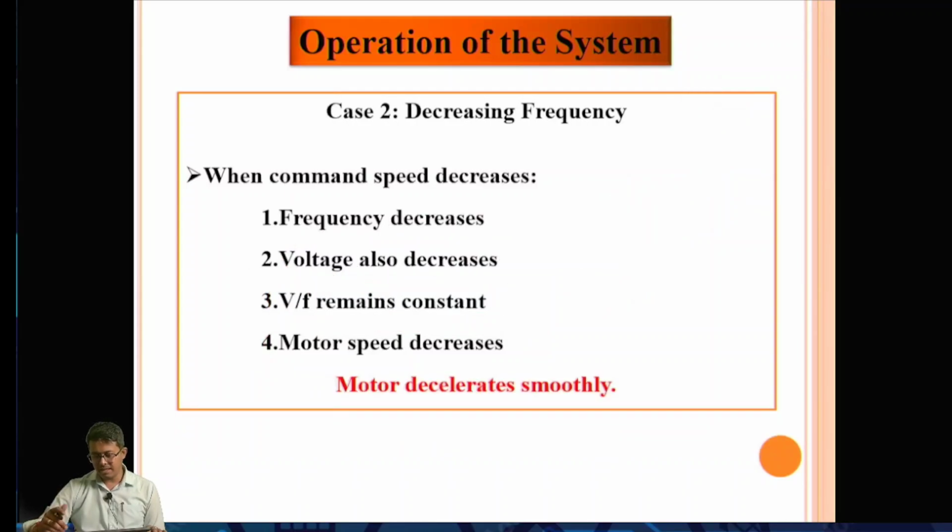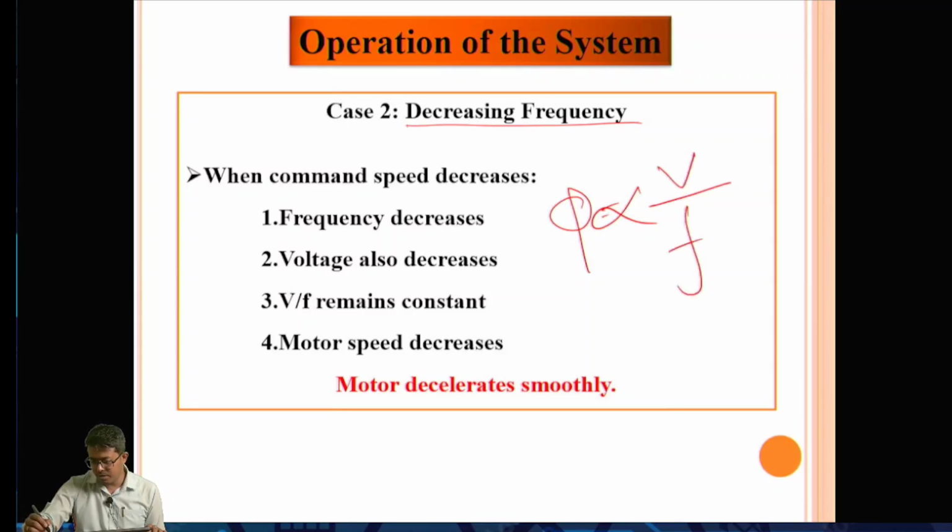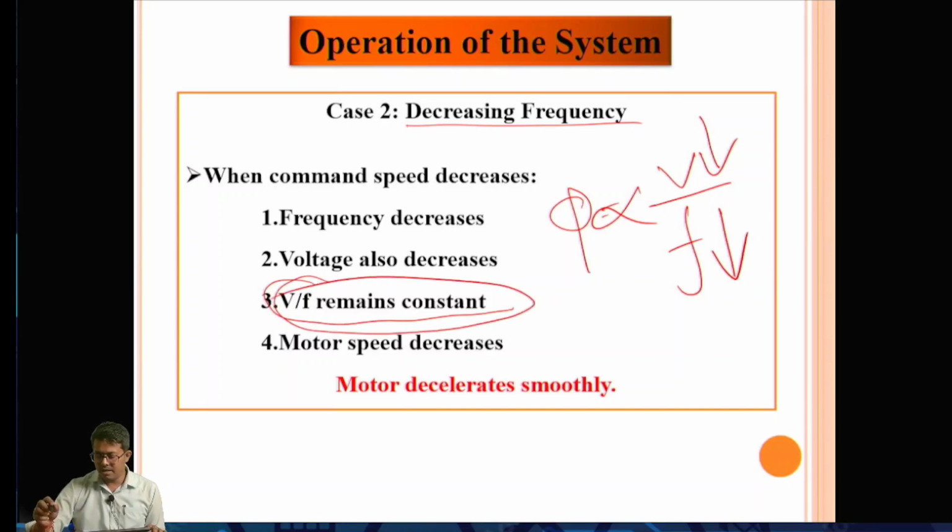Now in the second case, when frequency is decreasing, phi is proportional to V by F. Now suppose frequency is decreasing. If we increase the voltage, that ratio will not be maintained. So what we need to do is decrease the voltage. In that case we can maintain the V by F ratio constant. So here what will happen? Motor speed will decrease, and we can say that the motor decelerates smoothly.